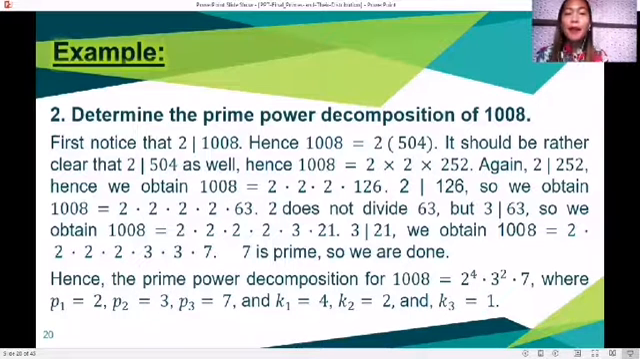Hence, the prime power decomposition for 1008 is equal to 2 raised to the power of 4 times 3 raised to the power of 2 times 7, where p sub 1 is equal to 2, p sub 2 is equal to 3, p sub 3 is equal to 7, and k sub 1 is equal to 4, k sub 2 is equal to 2, and k sub 3 is equal to 1.